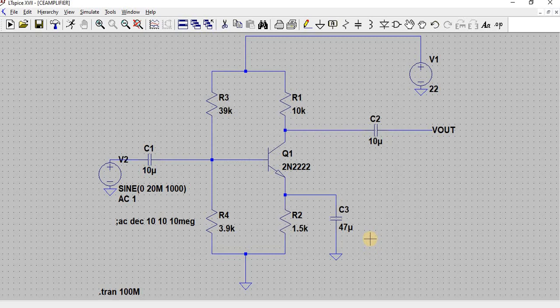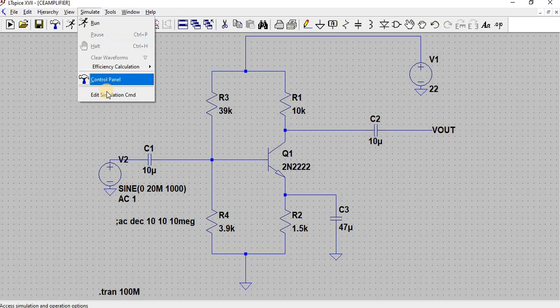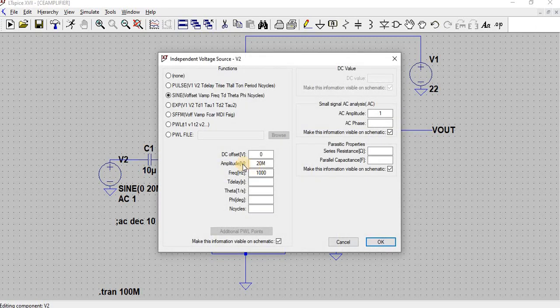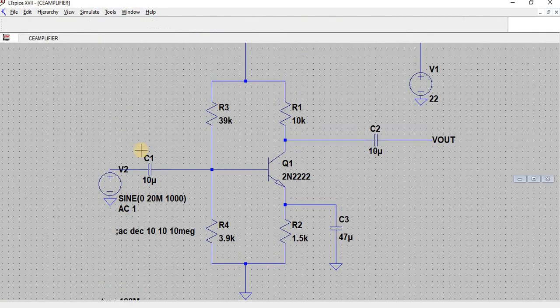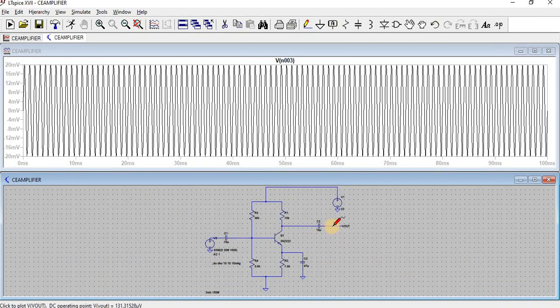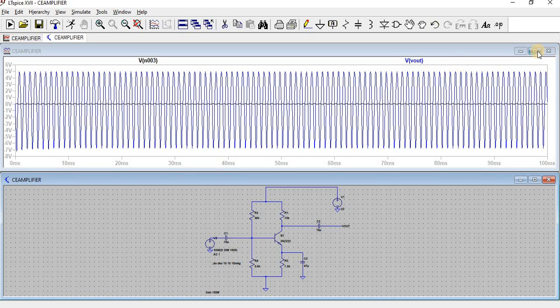Now let us see how it gets amplified. Go to simulate. In edit simulation command, please give 100 milliseconds. Here in the sine wave I have used a DC offset of 20 and an AC amplitude of 20 millivolts, and frequency 1000 hertz, and the AC amplitude I have chosen is 1. Click run, check the input and click the output.